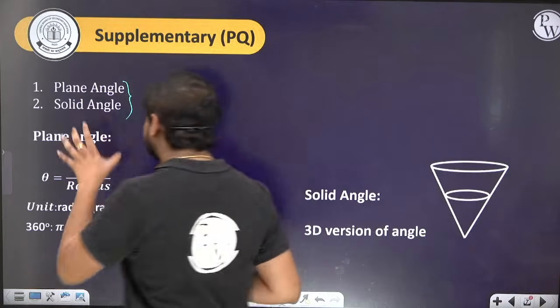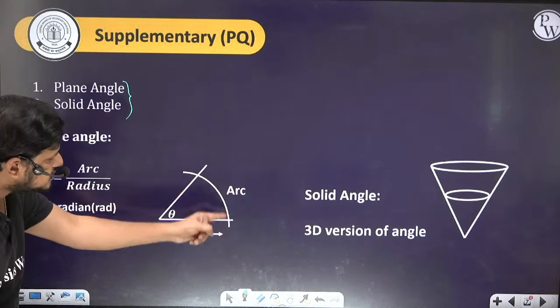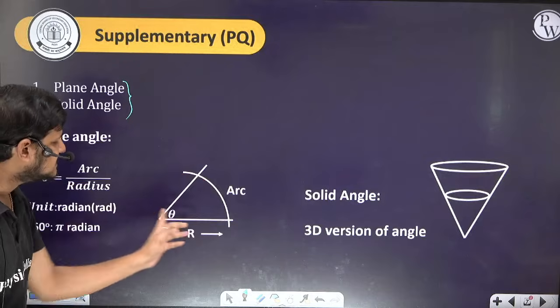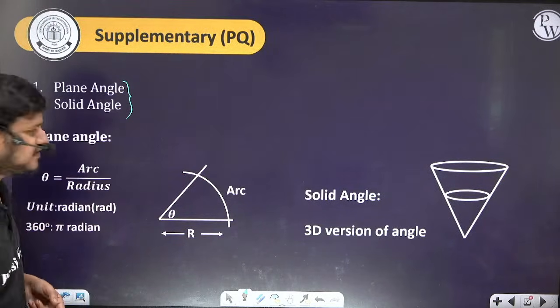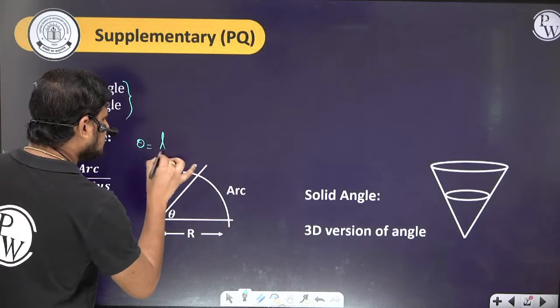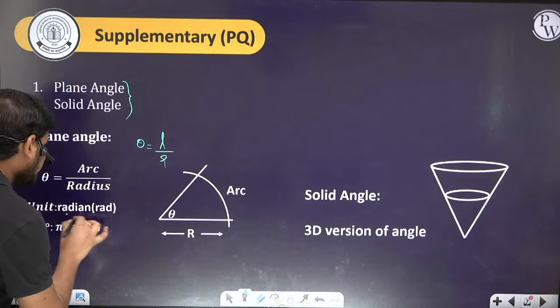So what is plane angle? Theta is equal to arc by radius. This is the arc distance and this is the radius. So theta is equal to arc by radius, which is nothing but L by R we write, right? You learned it in your basic maths. Theta is equal to L by R. So the unit is radian.